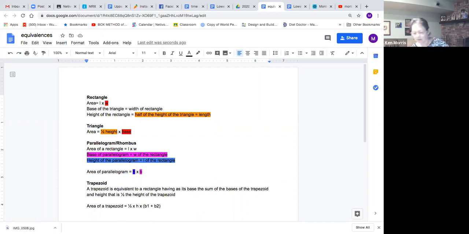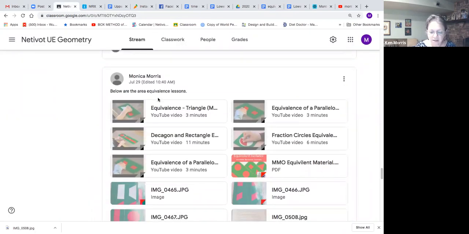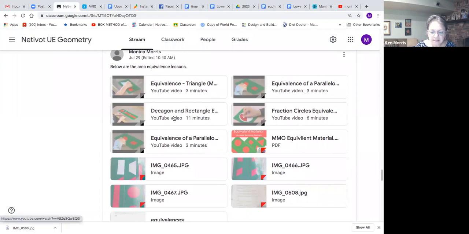Okay. So next, after those, comes the decagon, which is really cool because it gets you closer to the circle, the area of a circle. It's very similar to the area of a circle, which we'll also see. All right, decagon and rectangle.